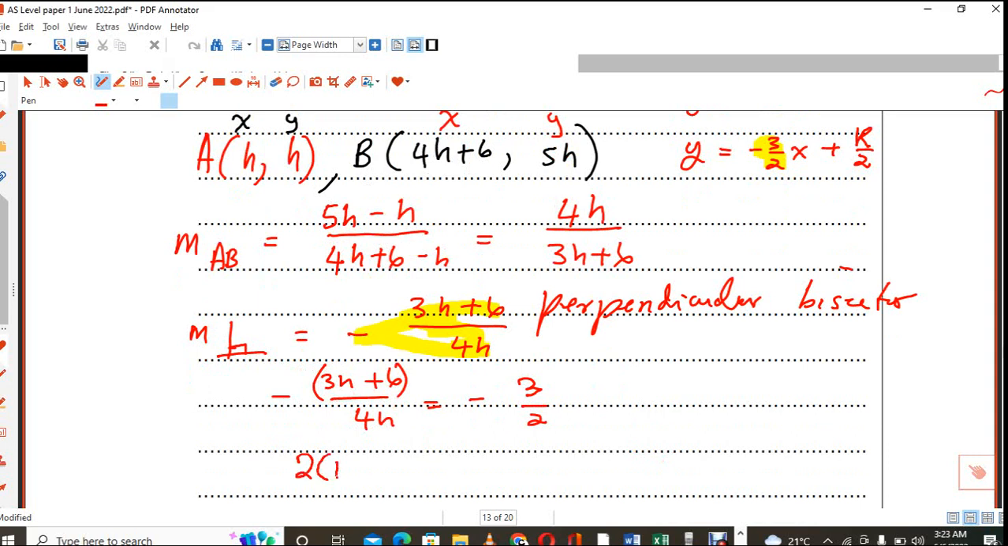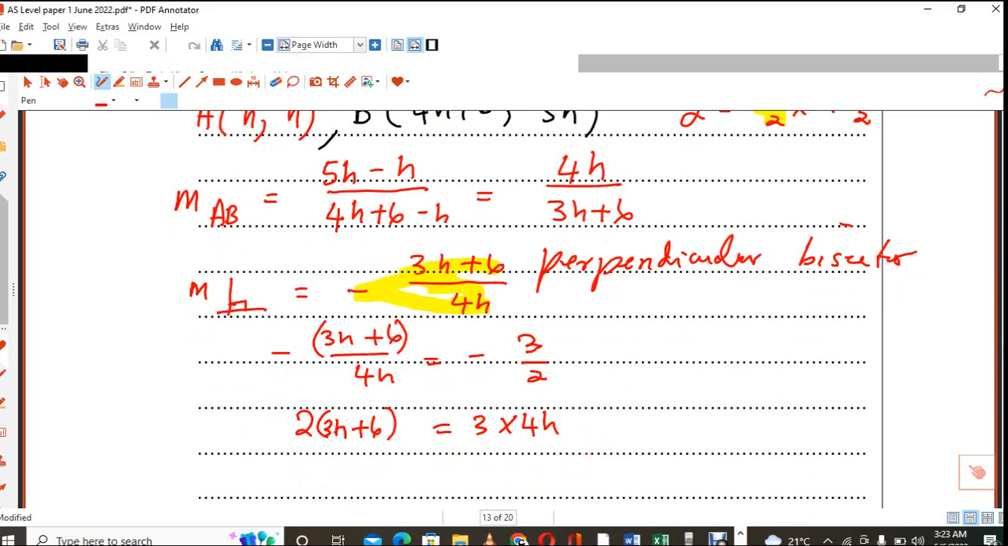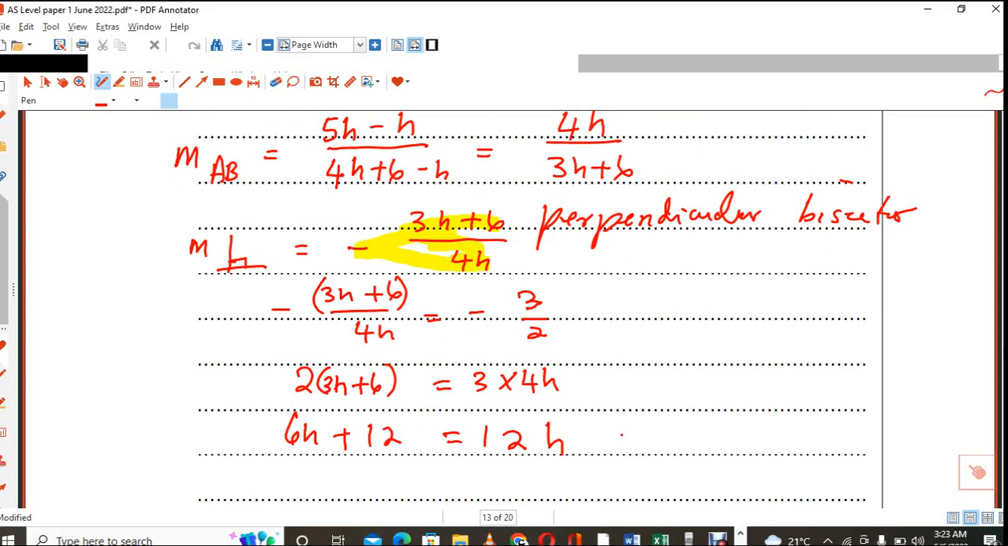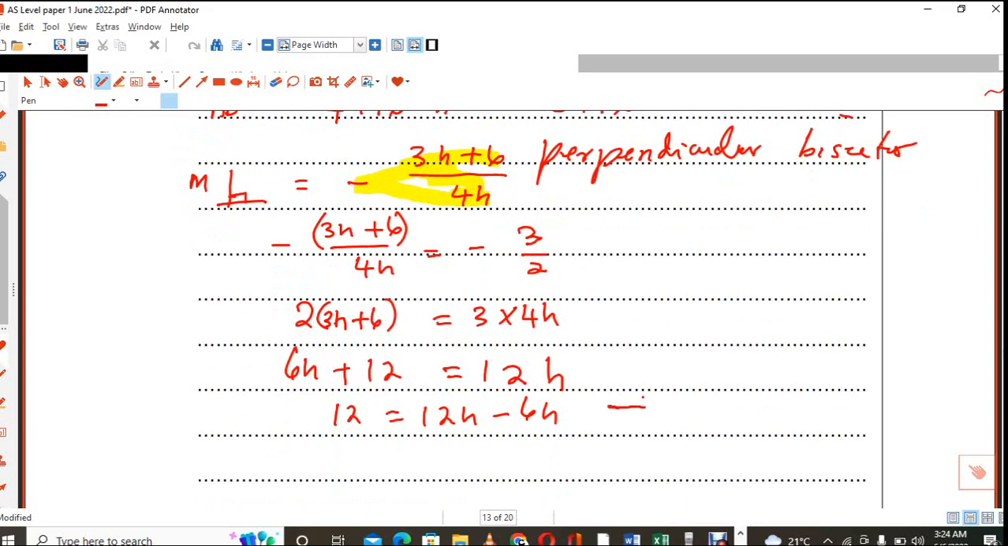So I'm going to have 2 times (3h plus 6) equals 3 times 4h. Now, you clean this up, it gives you 6h plus 12, and it equals 12h. The idea here is to find the value of h. You can find the value of h by saying 12 equals 12h minus 6h, and if you do that, you're going to get 6h. So this is giving you 6h equals 12, therefore h will equal 2.